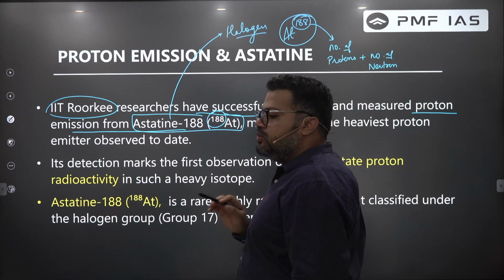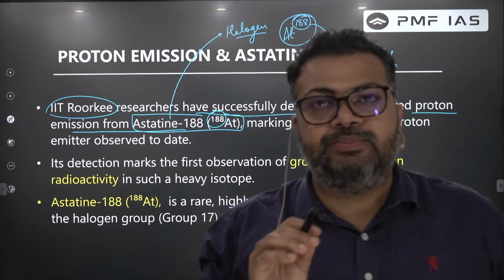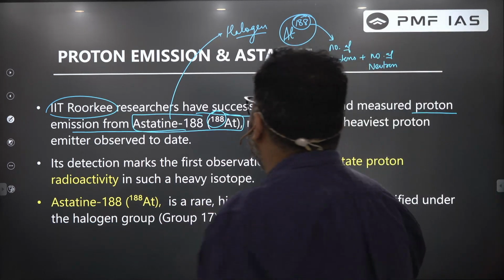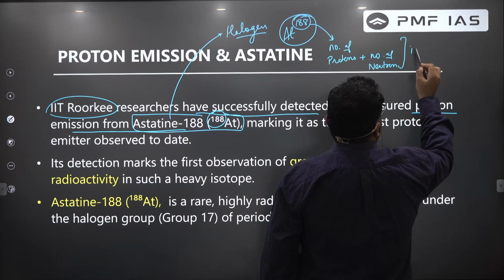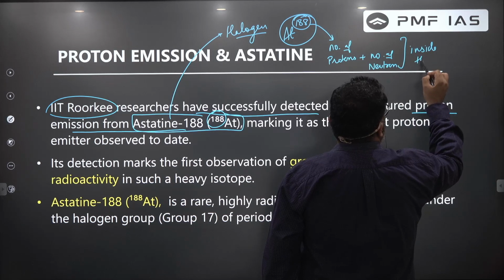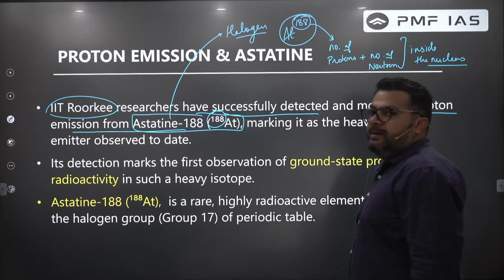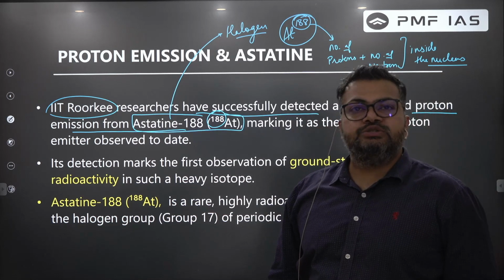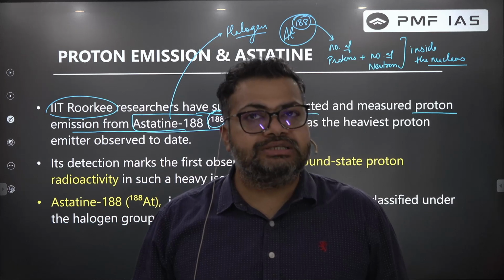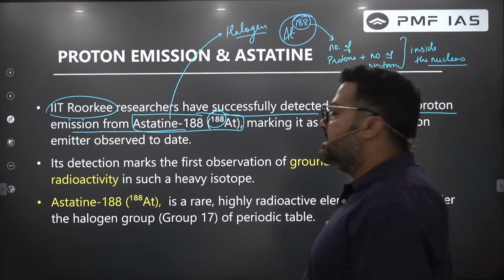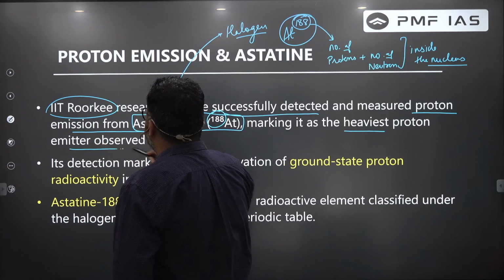Those of you who do not know, don't worry guys. When you will be attending my class on science and technology, I'll be starting with these basic terminologies in the first class itself, right? So it is the total number of protons plus total number of neutrons present inside the nucleus. They are present inside the nucleus only. So how many protons and neutrons are present inside the nucleus? That is called as mass number. So in the case of Astatine, the mass number is 188. 188 is the total number of protons and neutrons present inside the nucleus. I believe all of you guys are able to understand. They are making it the heaviest proton emitter observed till date.